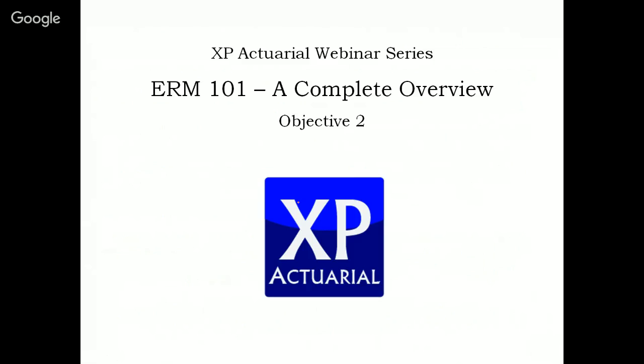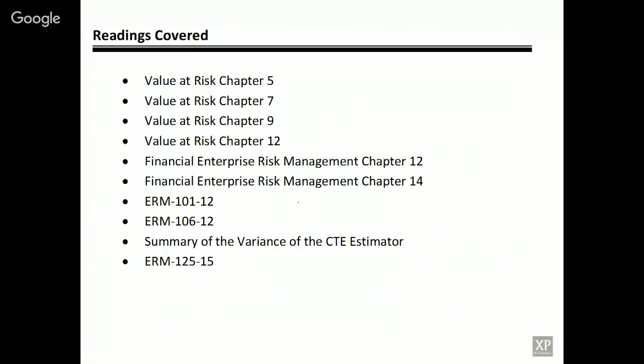So now we'll move on to Objective 2 readings. And the readings we'll cover are Value at Risk, Chapter 5, 7, 9, and 12, Financial Enterprise Risk Management, Chapter 12 and 14, ERM 101.12, 106.12, Summary of the Variance of the CTE Estimator, and ERM 125.15.